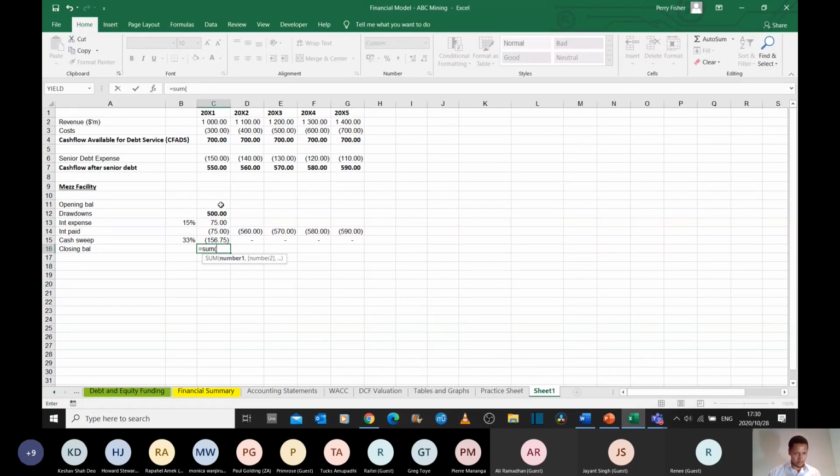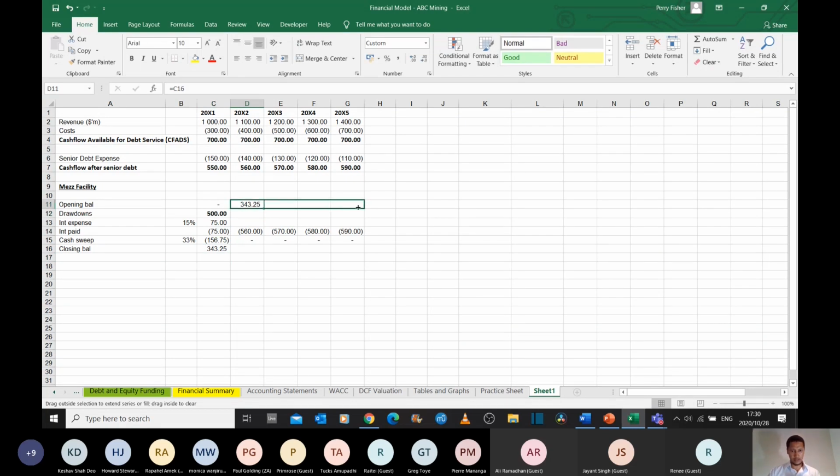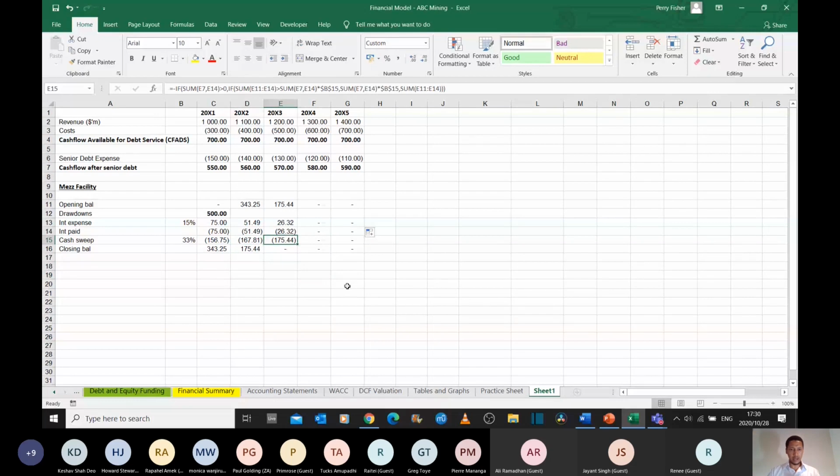My closing balance will just be the sum of everything that's happened in that year. And then my opening balance will just be the closing balance of the previous year. And drag that across. Okay. And interest expense, drag that across as well. Okay. So what I find is that with a cash sweep, I will repay this facility in year 3.